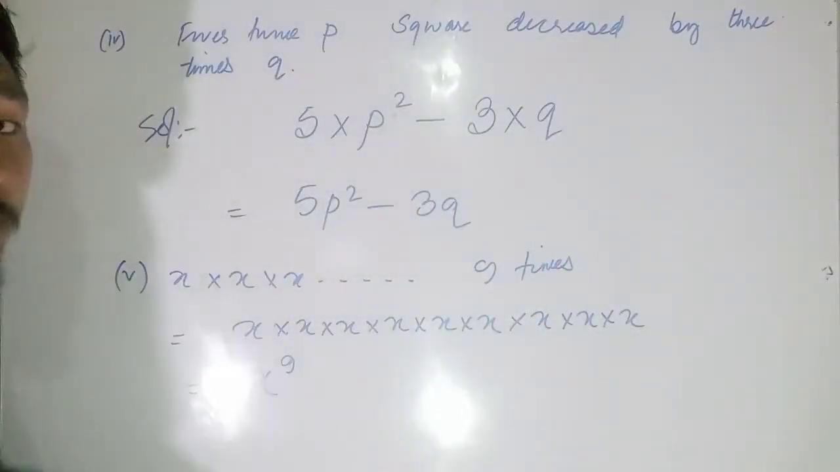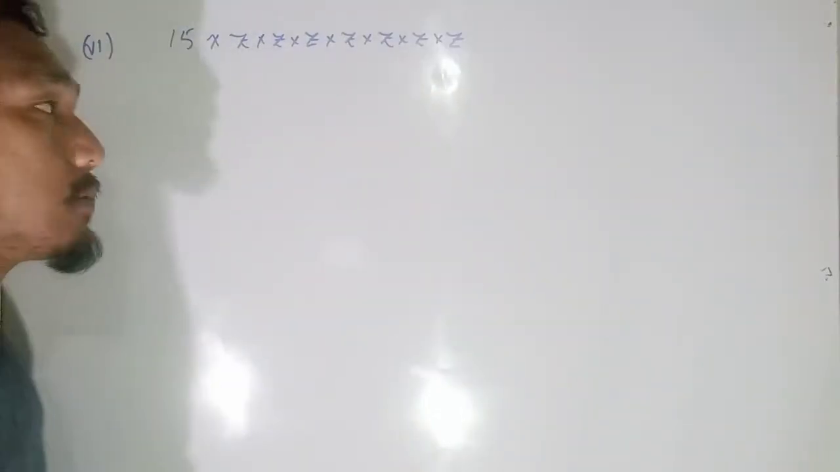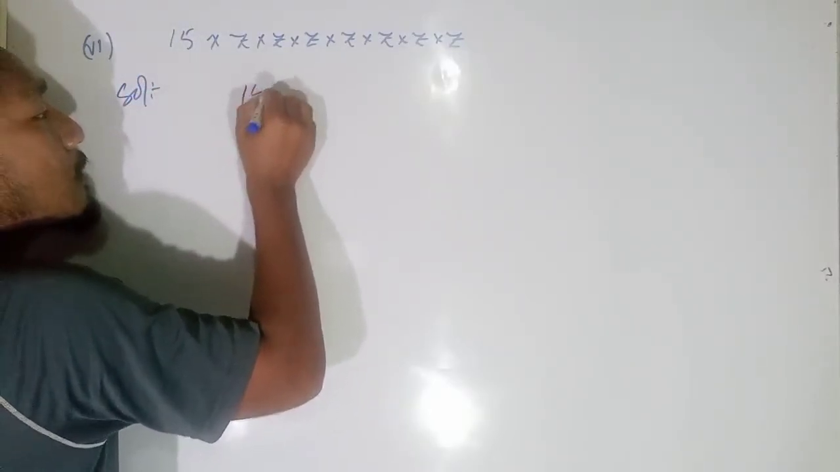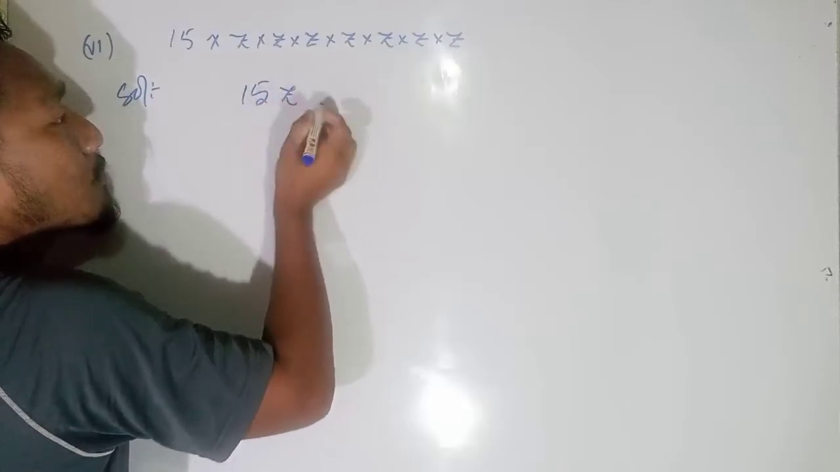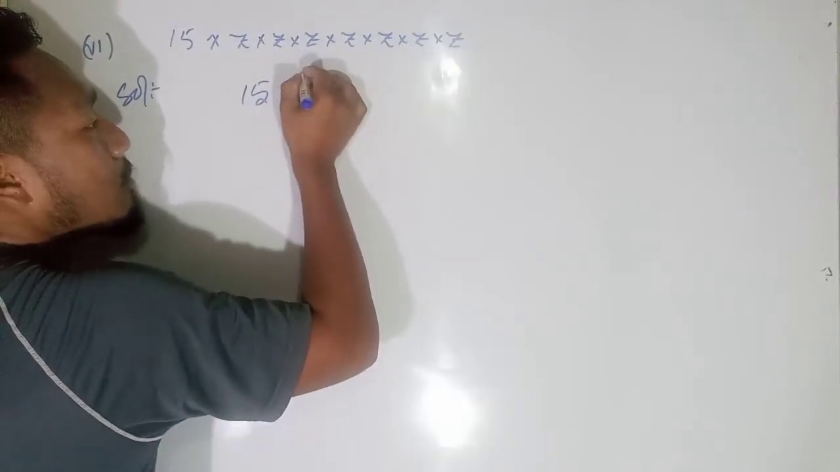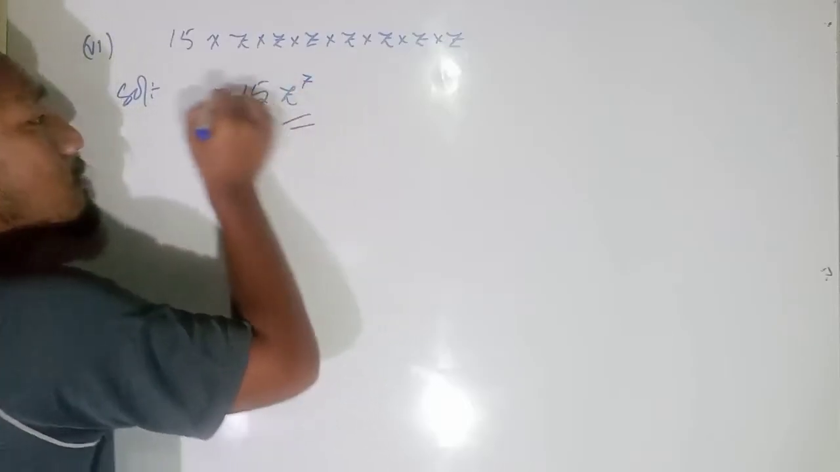Okay, this is our next question. Solution: we can write this as 15, and how many times z do we have? 7. So z to the power 7. So this is your answer.